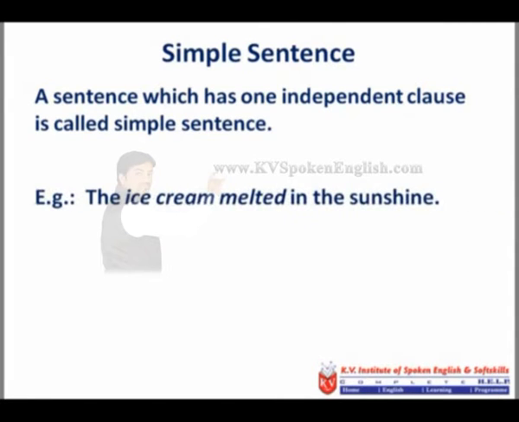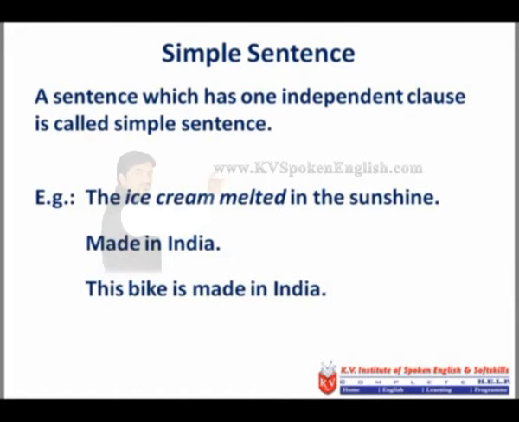Let's see the example. "The ice cream melted in the sunshine." In this sentence, the subject is ice cream and the verb is melted. Let's see another example, which is a complete phrase but will not have a verb: "Made in India." In this there is no verb. "This bike is made in India." This is another sentence which has a verb and it is a complete sentence.